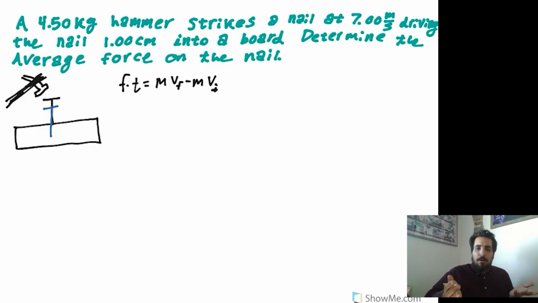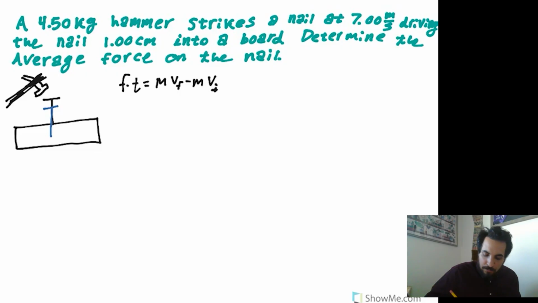But the problem is we don't have time, right? We don't know how long the nail was embedded into the board. How do we figure that out? Well, we can start by analyzing the hammer. We start by looking at the hammer because the hammer will stop in the same amount of time that the nail does. The hammer impacts the nail for as long as the nail impacts the hammer.